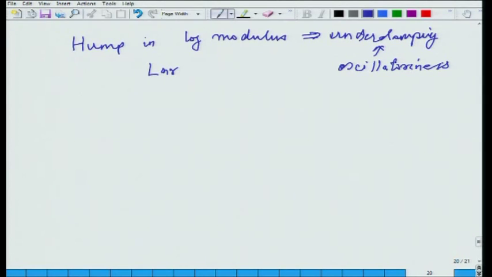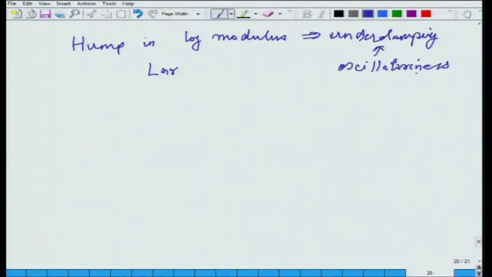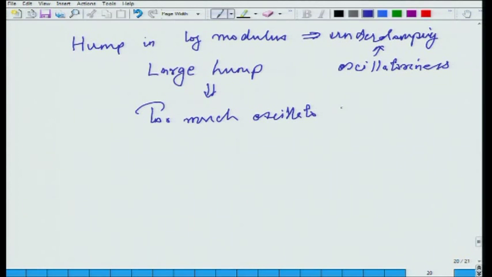You want an under damped response, you want some oscillation, because that means the closed loop system is tuned for a fast response. But if you tune it, if the gain is too much, if you tune it too tight, then those oscillations won't die out. So, oscillatoriness is good, but too much oscillatoriness is not good. So, large hump implies too much oscillatoriness, that means you are closer to instability.